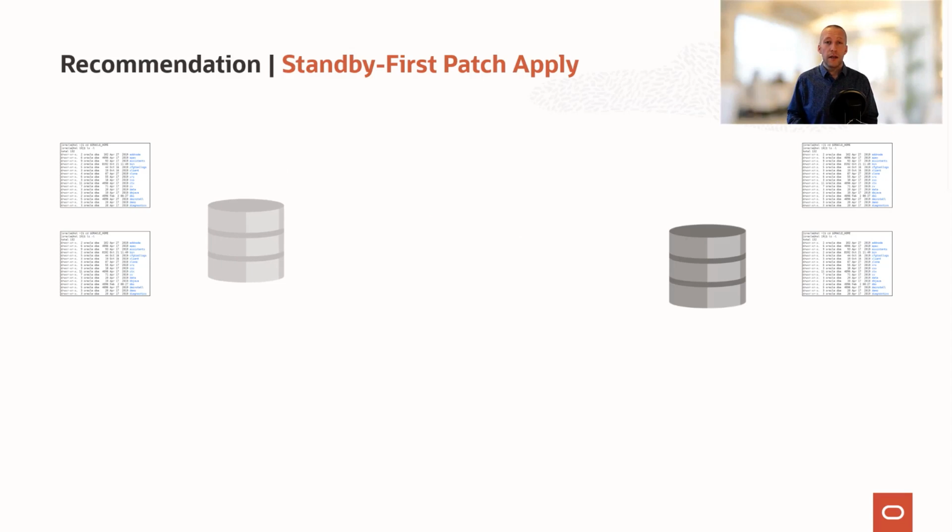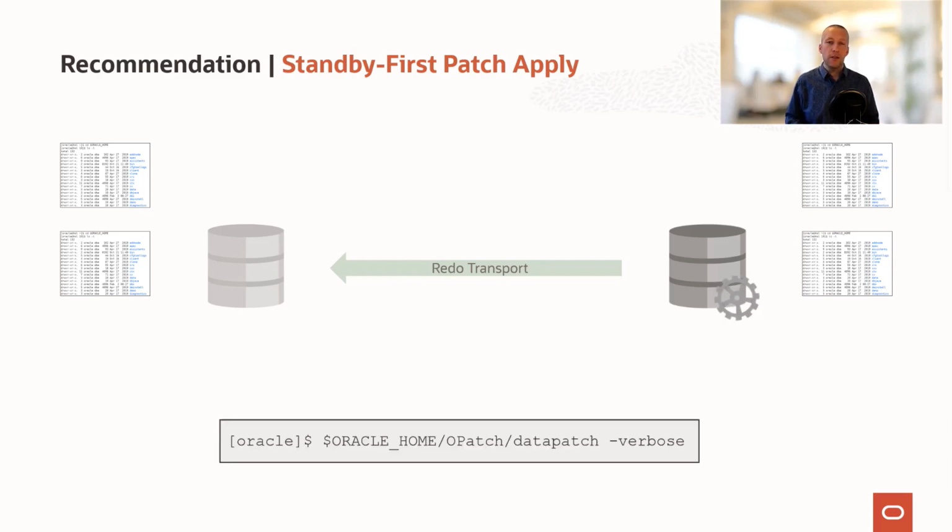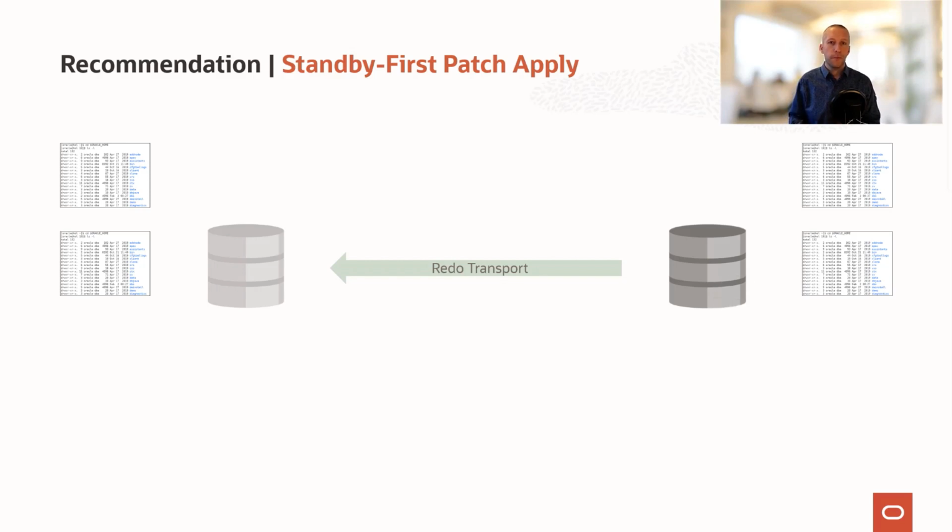When you've done that, you take the original primary database, which is now the standby database, and you restart that into the new Oracle Home. So now both of the databases are running on the new Oracle Home. But remember, we haven't run Datapatch yet. So we do that: we connect to the primary database and we execute Datapatch. And again, remember the verbose switch.